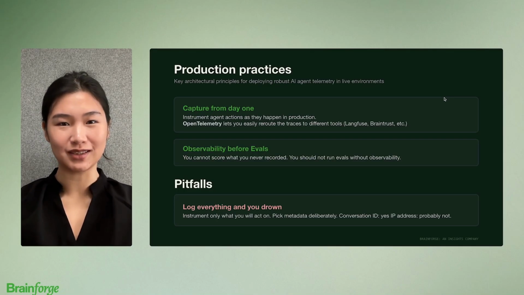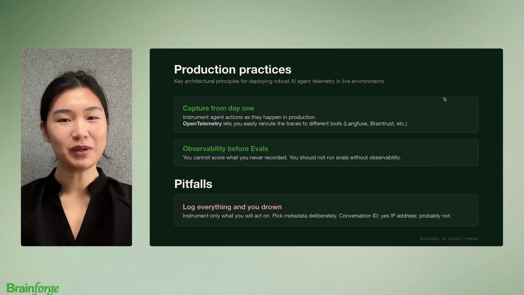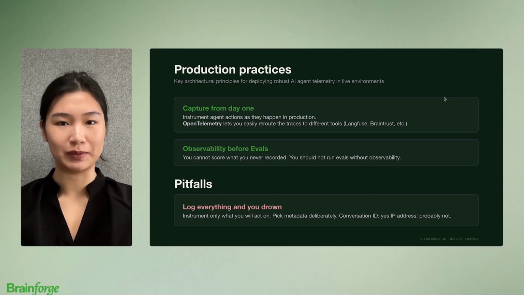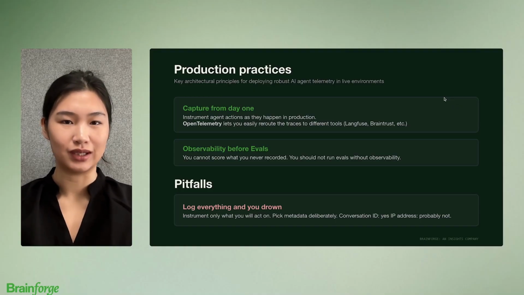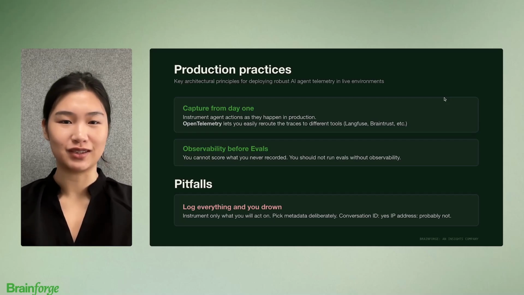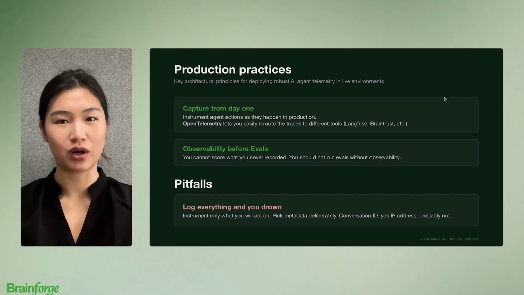Here are some best practices we will recommend. First, implement observability from day one. It's easy to set up with OpenTelemetry, and you can always switch between the different systems if you prefer one over the other. Next, you want to have observability before evals, because you can't really evaluate what you haven't recorded. And be aware of the common pitfalls. Record only what you need. Too many traces would drown you in information and make it harder and more costly to observe and evaluate your system.